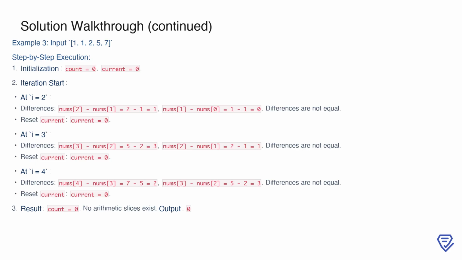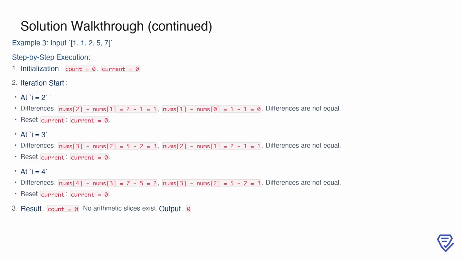Again, we initialize count and current to 0. At index 2, we calculate the differences: nums[2] - nums[1] equals 1, but nums[1] - nums[0] equals 0. Since the differences are not equal, this breaks the arithmetic sequence, and we reset current to 0. Similarly, at index 3, the differences nums[3] - nums[2] and nums[2] - nums[1] are 3 and 1, respectively, which are also not equal, so current remains 0.